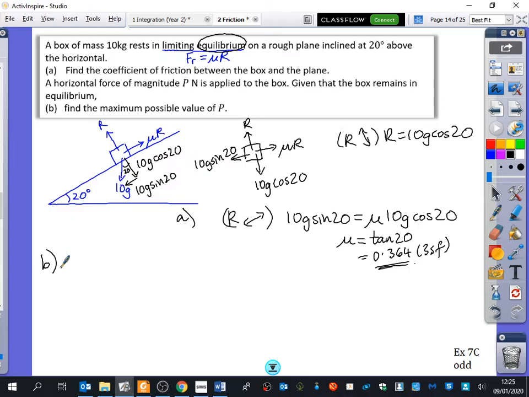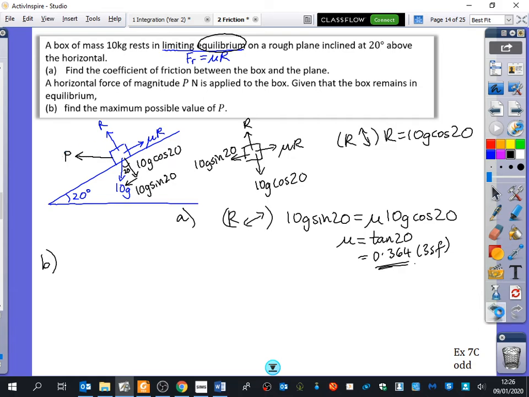A horizontal force of magnitude p newtons is applied to the box, given that the box remains in equilibrium. Okay, we want to find out the maximum possible value of p. So someone is going to apply a horizontal force to this box. If they pulled it in this direction, it would go flying down. Here it was on the point of moving. If you start pulling it in the direction we thought it was going to move in, it's going to start moving. So it cannot be acting in that direction.